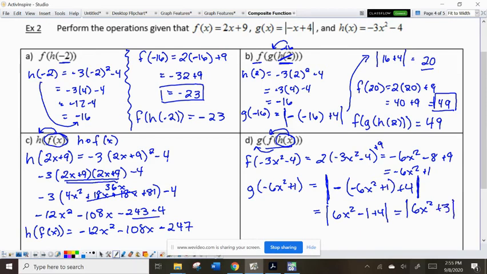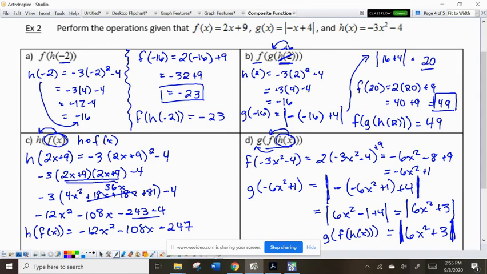And that is our final answer. We cannot simplify that anymore. We don't know what x squared is, so we can't take it out of absolute value. So let me make that a little bit clearer that that's absolute value. That is our final answer. So starting from the innermost and working to the outermost.